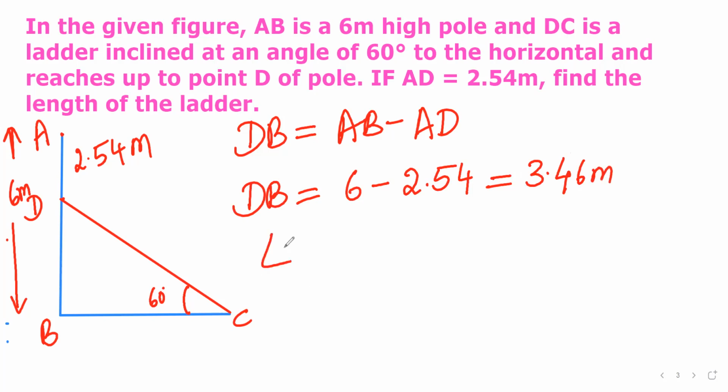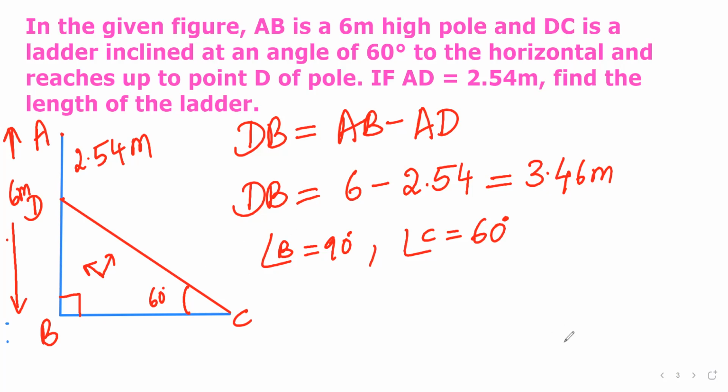And we know that angle B equals 90 degrees and angle C equals 60 degrees, correct? Actually, what we have to find out? This is the opposite and this is the hypotenuse. We have to find the length of the ladder.